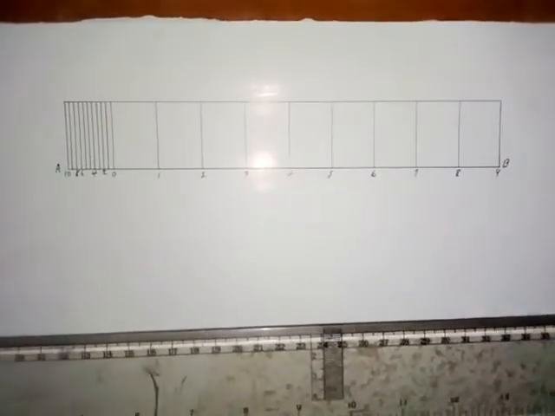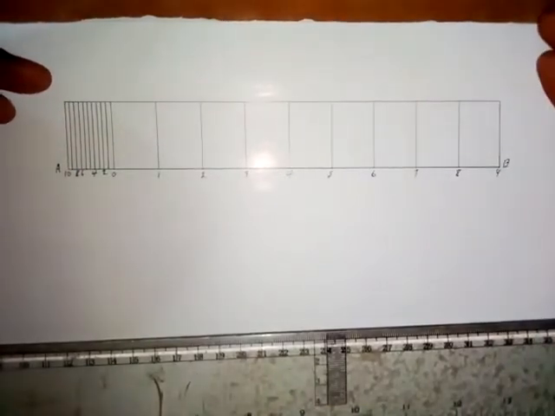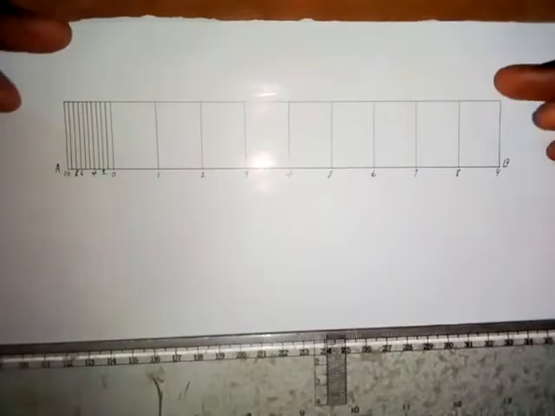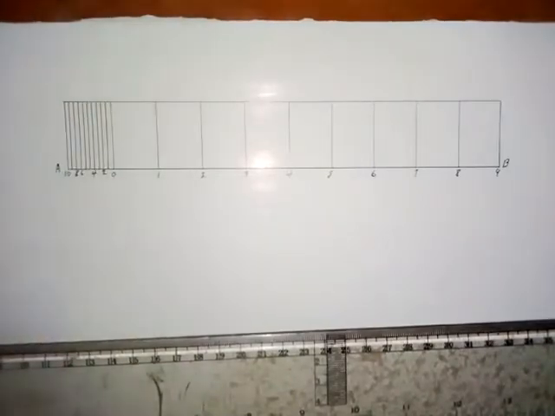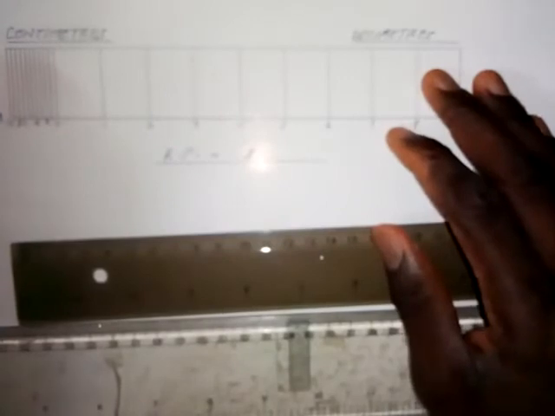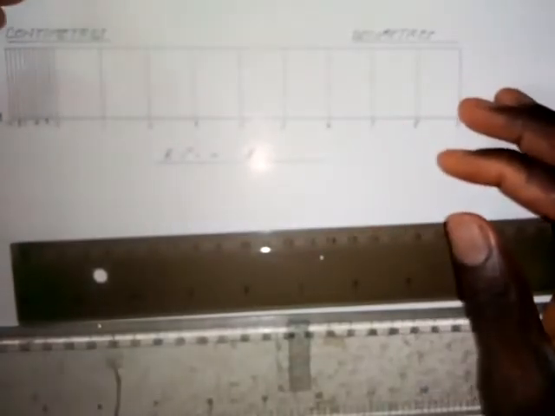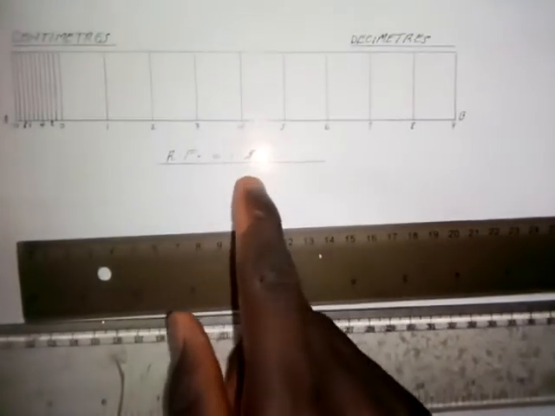The next thing we are going to do is indicate where we have decimeters and where we have centimeters. So we write decimeters here and centimeters here. I've written decimeters here because all that we have here is decimeters, and all that we have here is centimeters. You have to make sure you indicate where you have your decimeters and where you have centimeters, even if it is other units. And then you have to state your RF as I've done here. So RF is 1:5, as we have in the question.